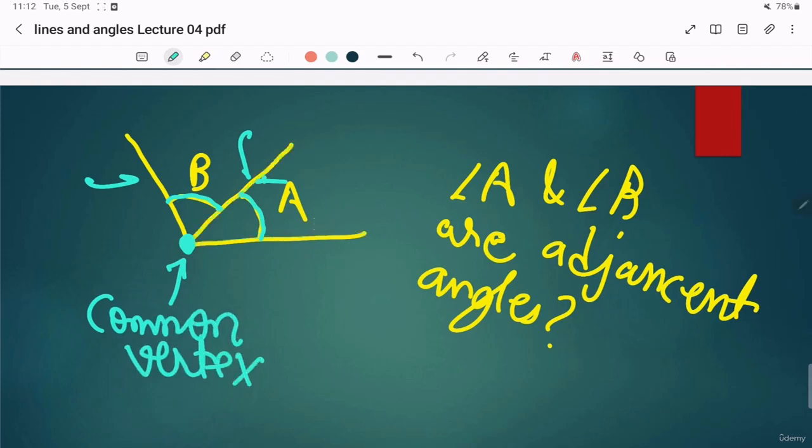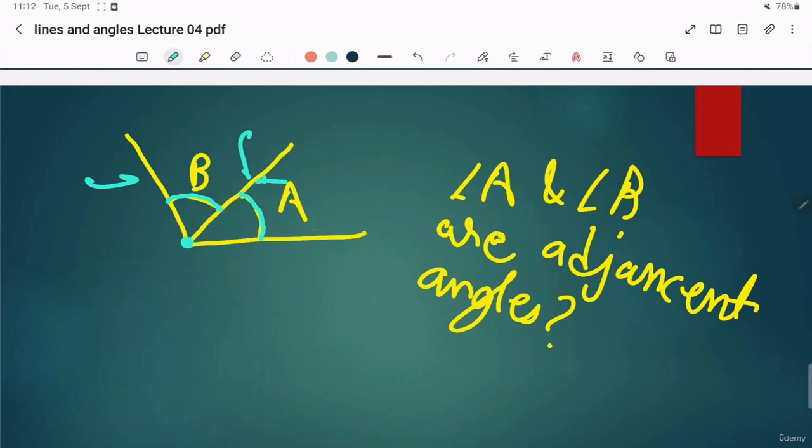Now these two angles have a common vertex. Now let's see if they have a common arm or not. See, this arm is a common arm, because with this arm we are having angle A and with this arm we are having angle B. So it is a common arm. So two conditions are fulfilled. Now check the last condition, that is, non-common arms must be on either side of the common arm.